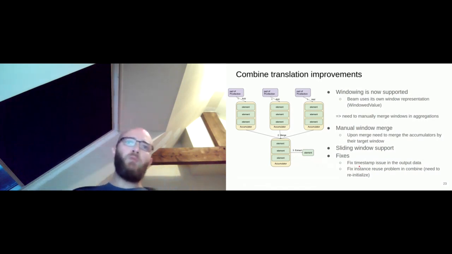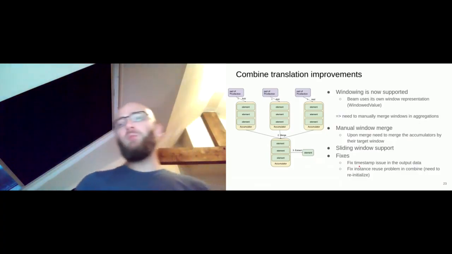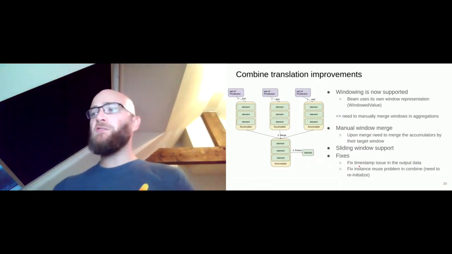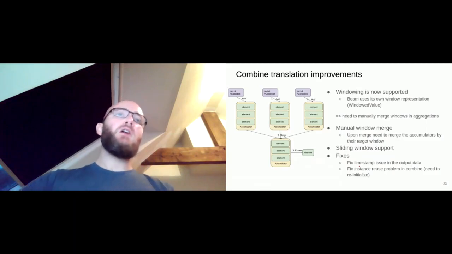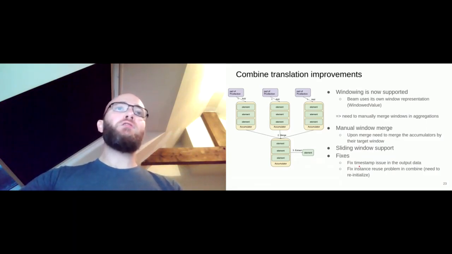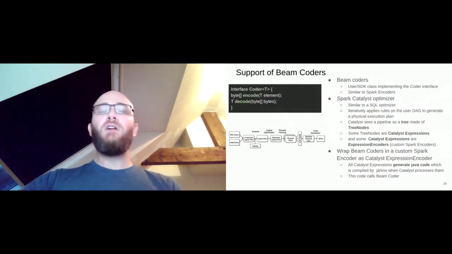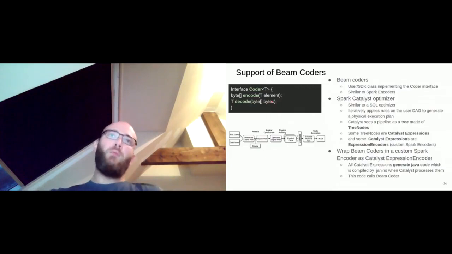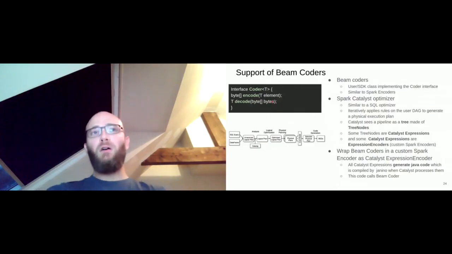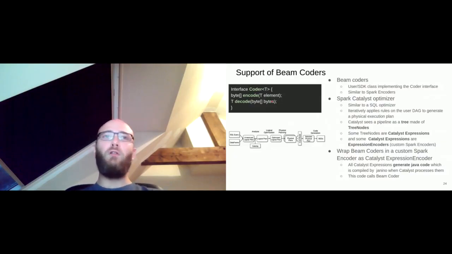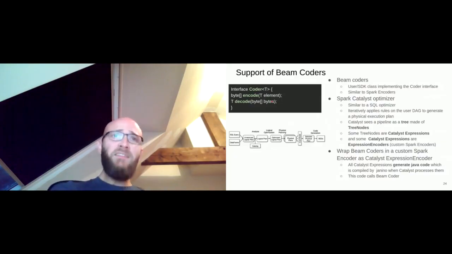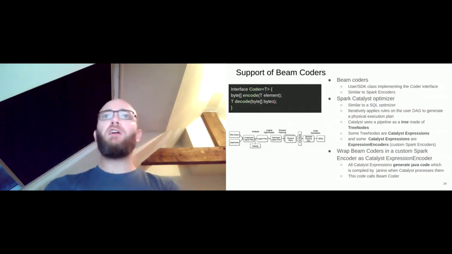We also now support Beam coders. What are Beam coders? A Beam coder is simply a serializer/deserializer. It's an interface. They encode for serialization of an element to a byte array, and decode for the deserialization of this byte array to the element. These coders are either provided by the user, who just implements this interface, or provided by the SDK. The SDK provides several Beam coders for several types. And these coders are very, very similar to Spark encoders.